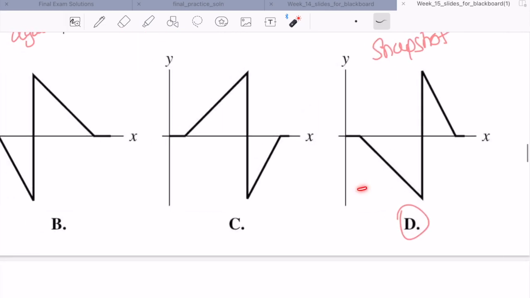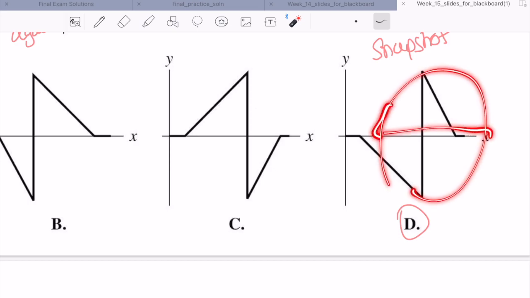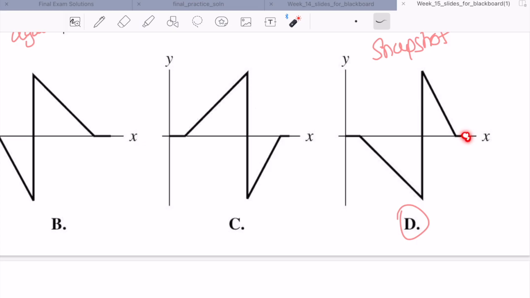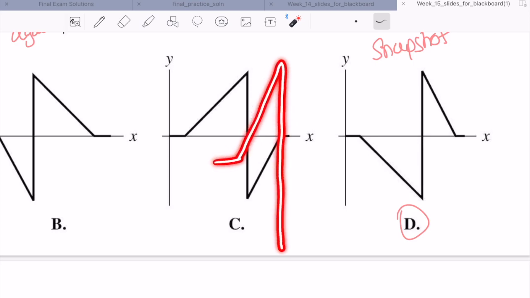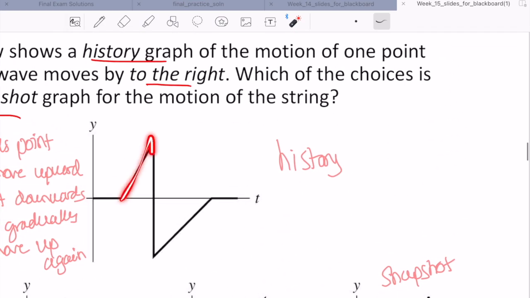But yeah, if you think about it, your snapshot is basically, if you reverse it, you get your history graph. So if you were to take this and flip it from right to left, then you see it should kind of look like this, and then it should be shallower, and then like this. So that's what you see here.